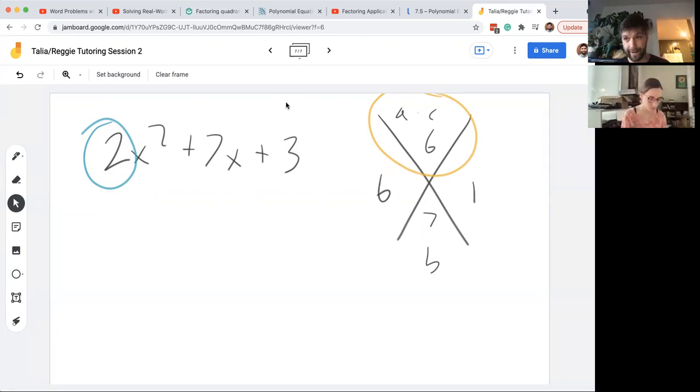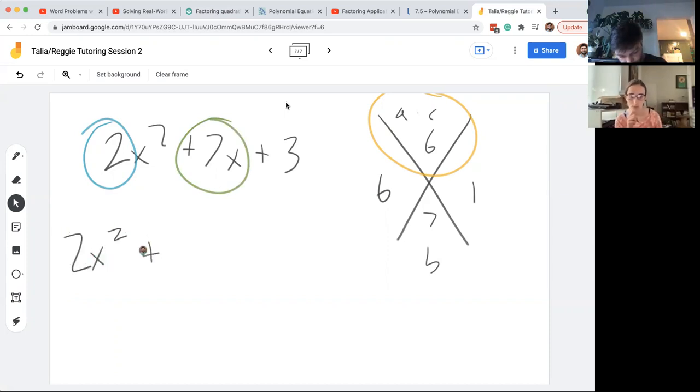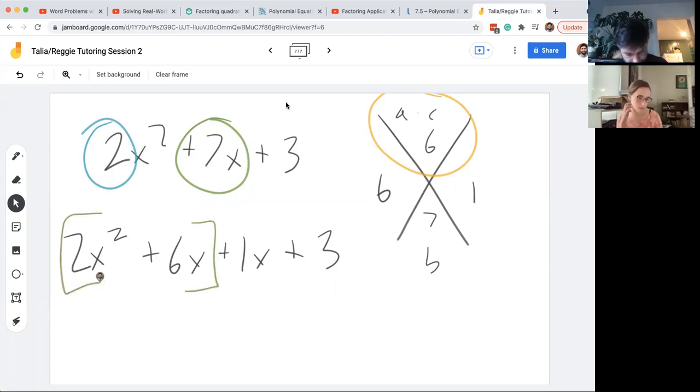So now you're not done. Now's the other new thing you have to do. We're now going to rewrite this middle part as the two pieces, like this: 2x squared plus 6x plus 1x plus 3. Now, this is the grouping part. I'm now going to look at this in two groups: this one and this one.